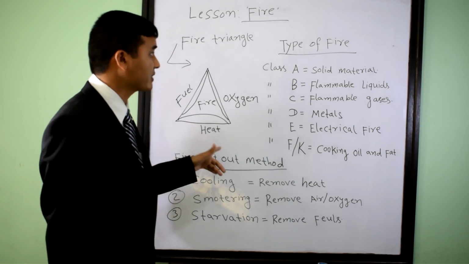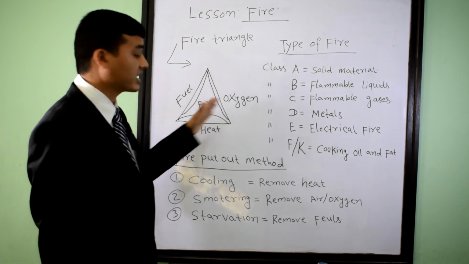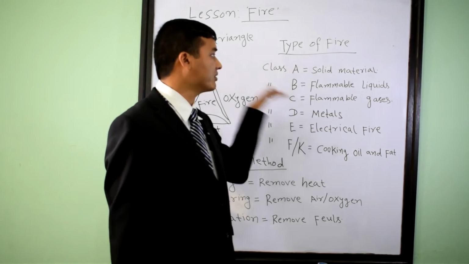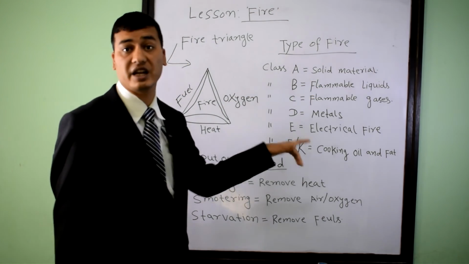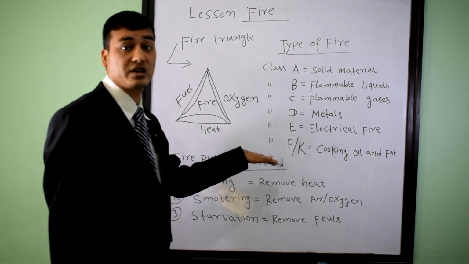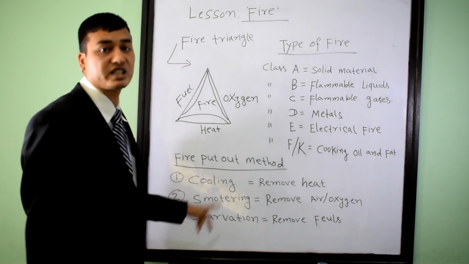Today's lesson is finished. Fire elements, 3: fuel, oxygen, heat, just remember. And types of fire: class A fire, class B, class C, D, E, K and F. And put out methods: cooling, smothering and starvation.